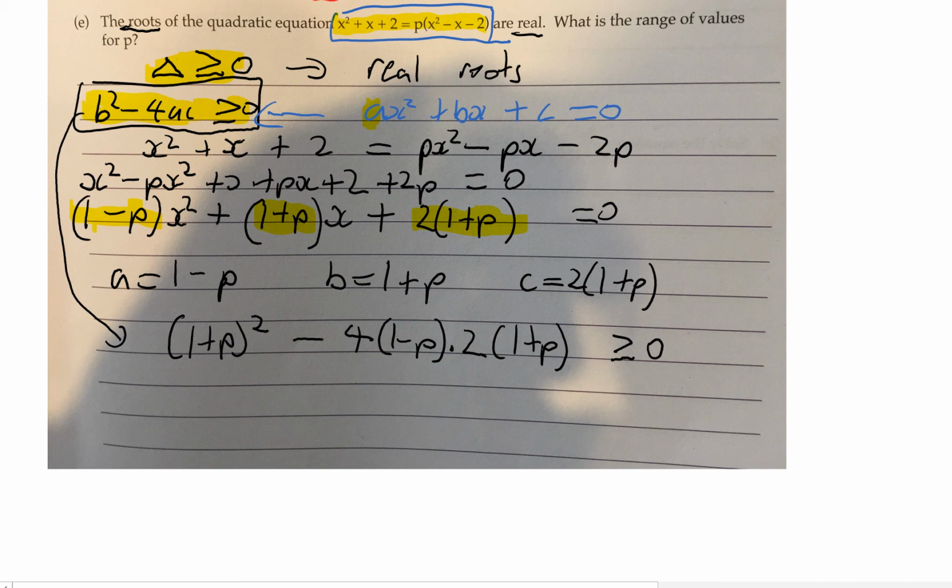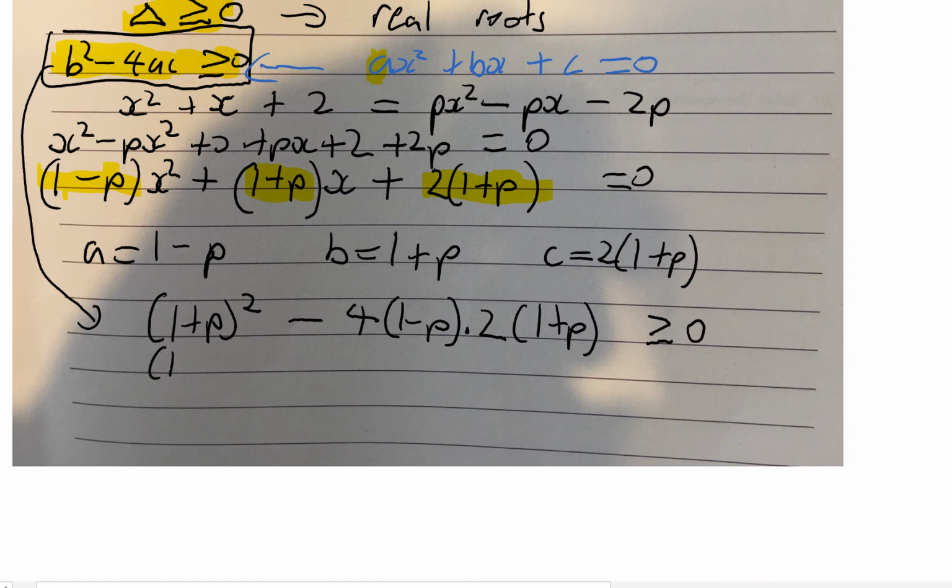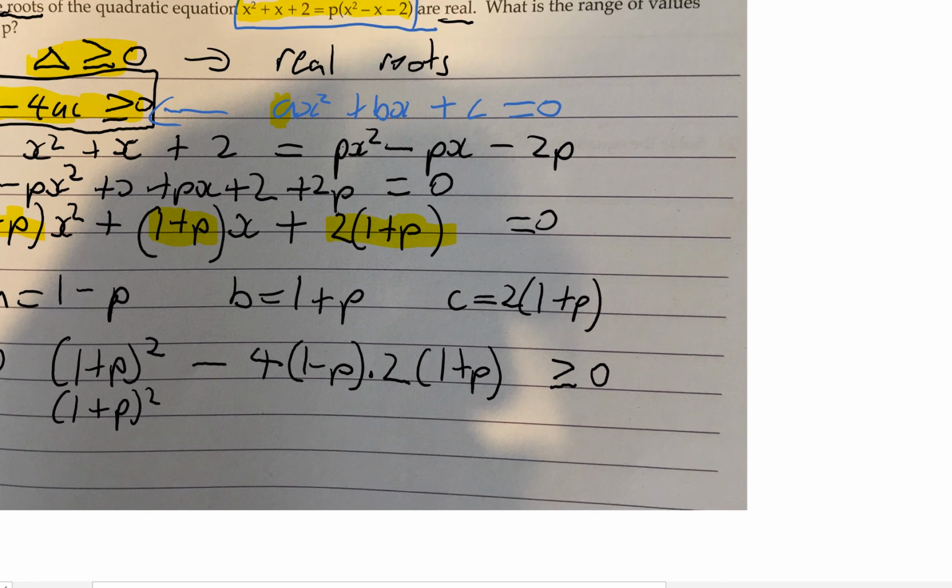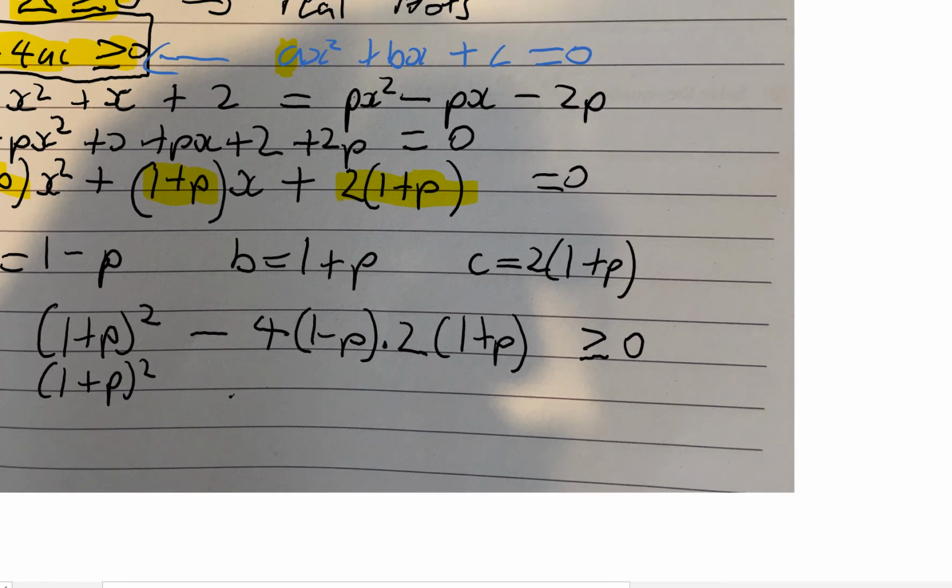Okay, so what I'm going to do first is I'm going to simplify it. So when I look at the bit on the right there, what can I do with that? Well, I've got a 4 times 2, so I might as well just call that 8. So then I've got minus 8, then I've got 1 minus p, 1 plus p.